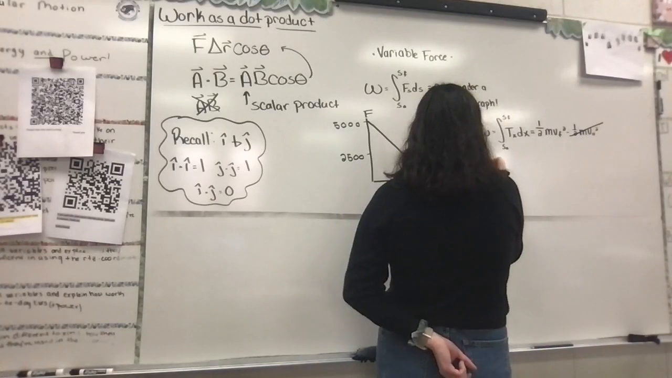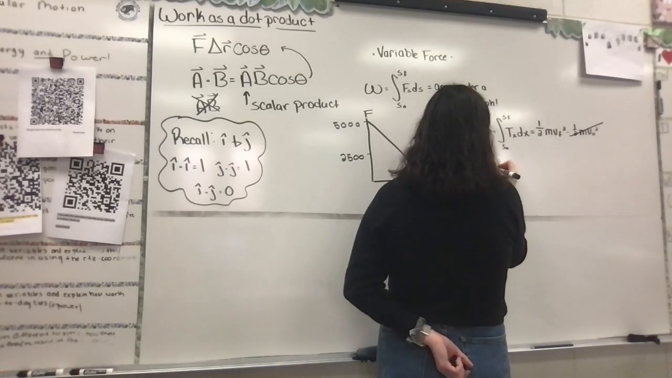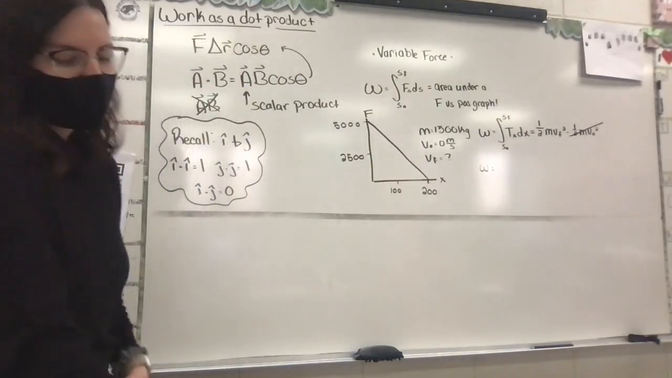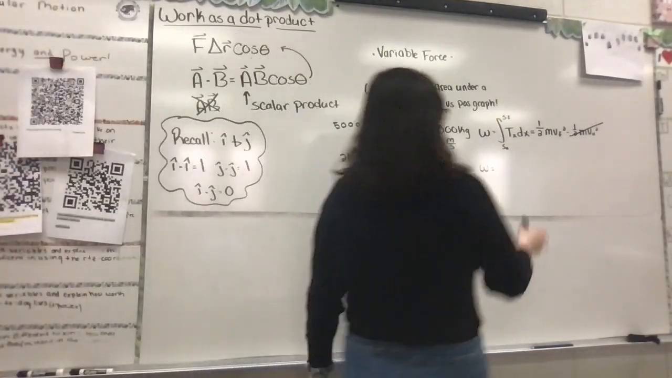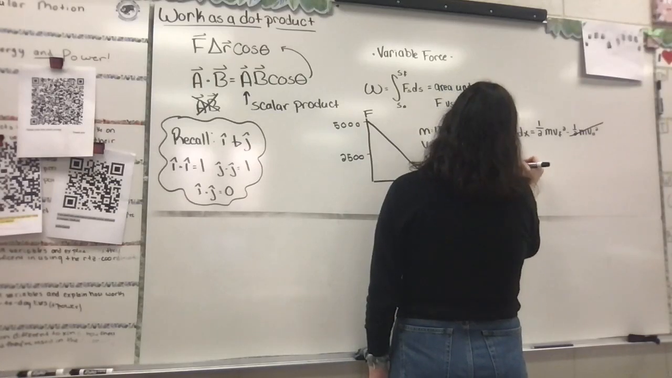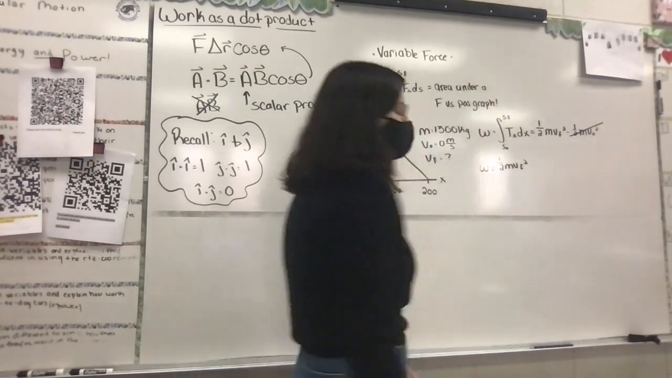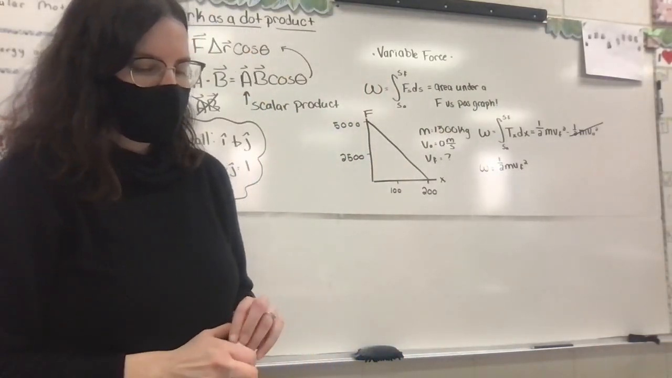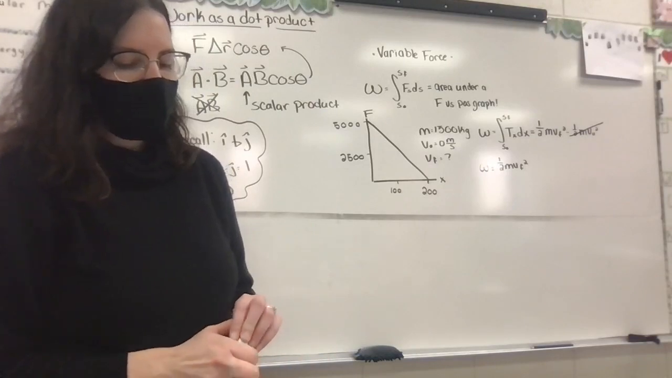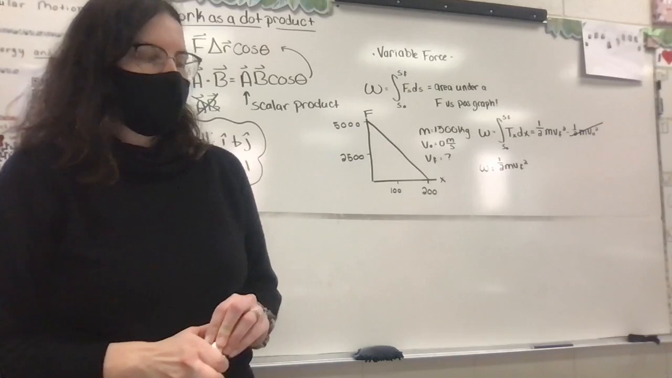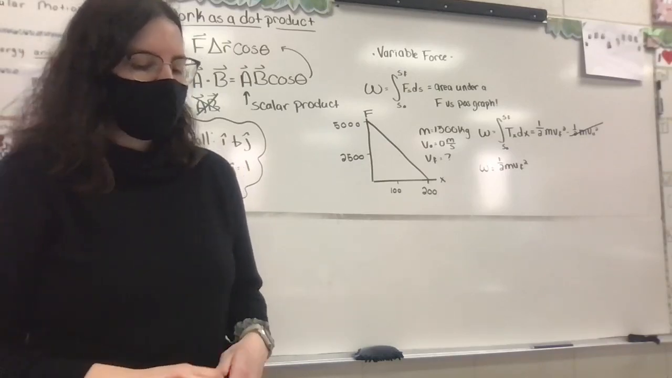Okay, so that means that the work, the area under the curve, can be set to 1/2 mv final squared. But we're trying to find v final, aren't we? Couldn't we also just do geometry to find out? That's what we're going to do, yeah.